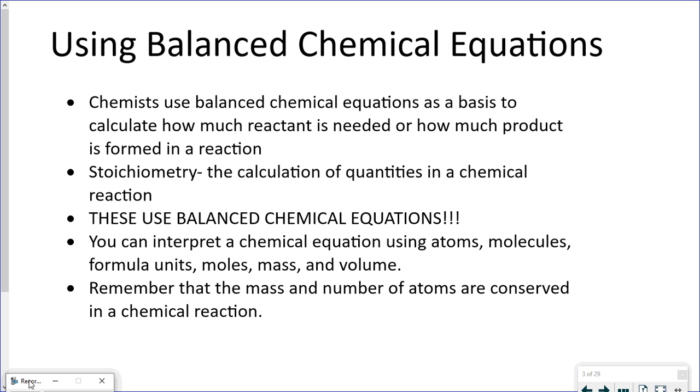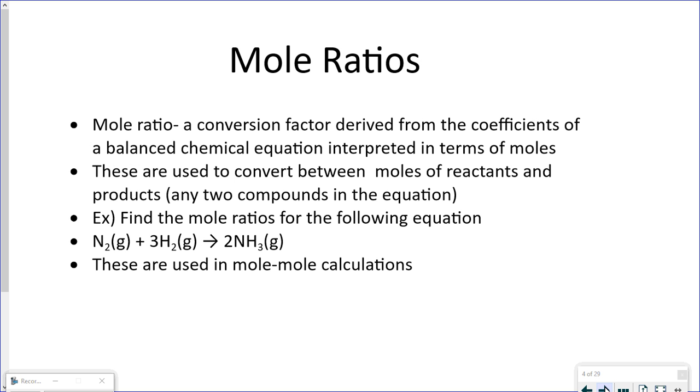We're still going to be able to interpret our chemical equation using any type of particles, whether it's atoms, molecules, or formula units, moles, mass, and volume. But do remember that the mass and number of atoms are conserved in a chemical reaction, so that's why the reaction must be balanced. What we're going to focus on today is your one new step you're going to be learning with stoichiometry, which is mole ratios.